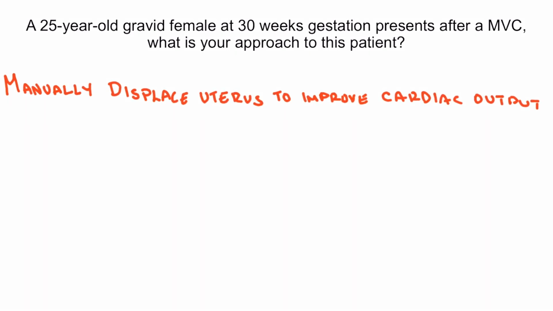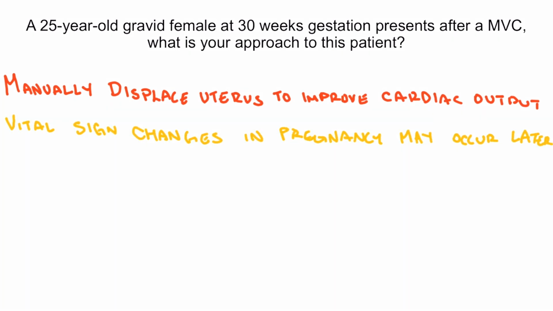In making the decision of stable versus unstable, keep in mind the vital sign changes associated with pregnancy. Pregnant patients have increased intravascular volume, which allows them to lose a greater amount of blood volume before their heart rate or blood pressure will change. So the fetus may be in distress due to the decreased perfusion of the placenta, despite the mother having normal vital signs.